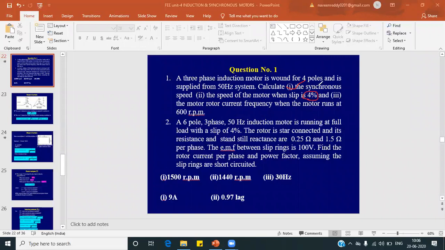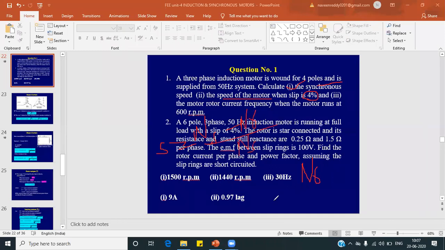So this synchronous speed is the stator field speed. Now, what is the speed of the motor? That is Nr. How to calculate Nr? The rotor is slipped by 4%. So you have the formula for slip, that is S = (Ns - Nr)/Ns.